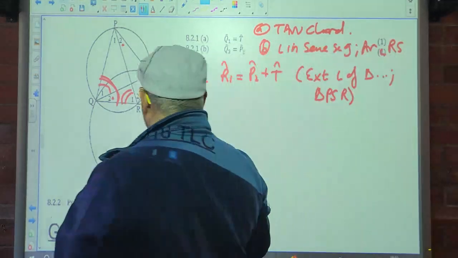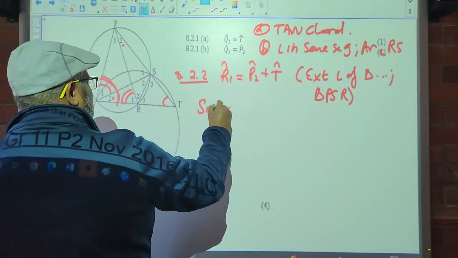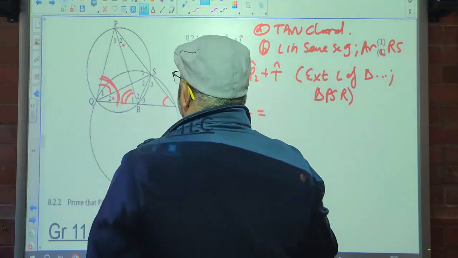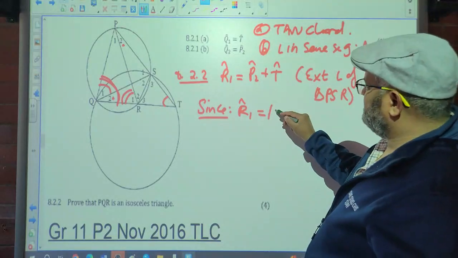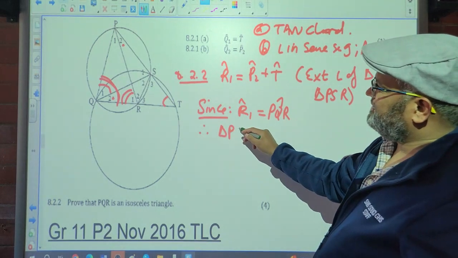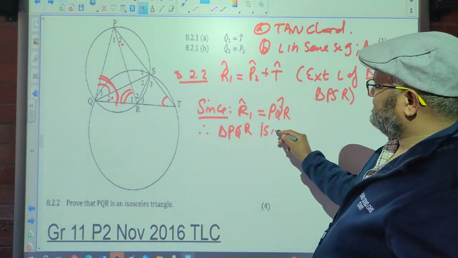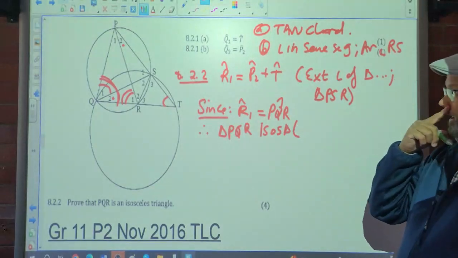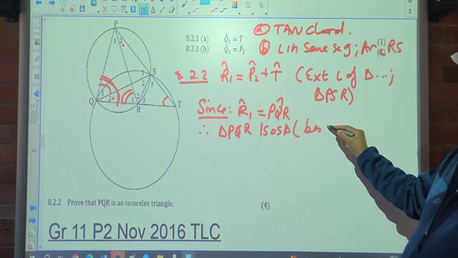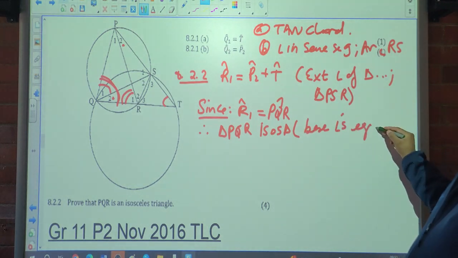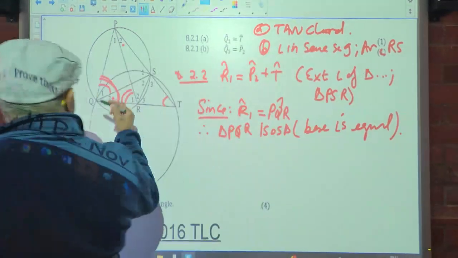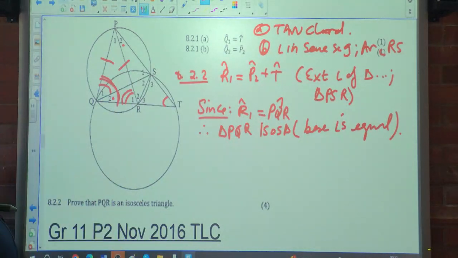Okay, so stating the obvious, angle R1 is now equal to PQR. Therefore, triangle PQR is an isosceles triangle. Why did I ask this? Because its base angles are equal. Base angles of the triangle are equal, which now means those lengths are also equal if needed.